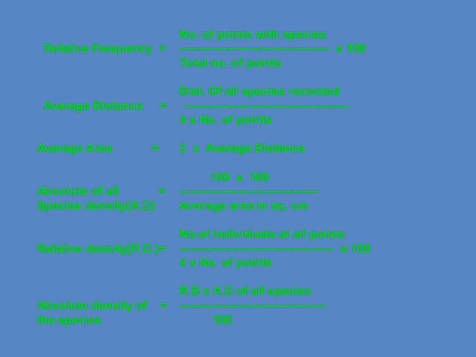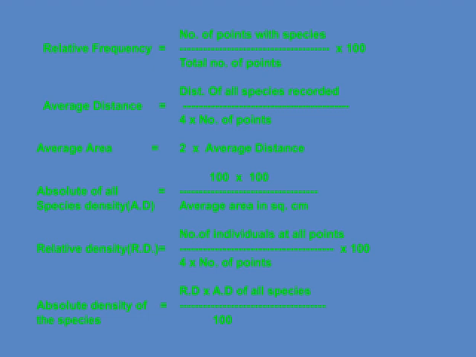Let's take a closer look at how we quantify the presence of different species in our study area. First, we have the number of points with a particular species. To find its relative frequency, we divide that number by the total number of points surveyed, then multiply by 100 to express it as a percentage. This tells us how common a species is relative to the entire survey.